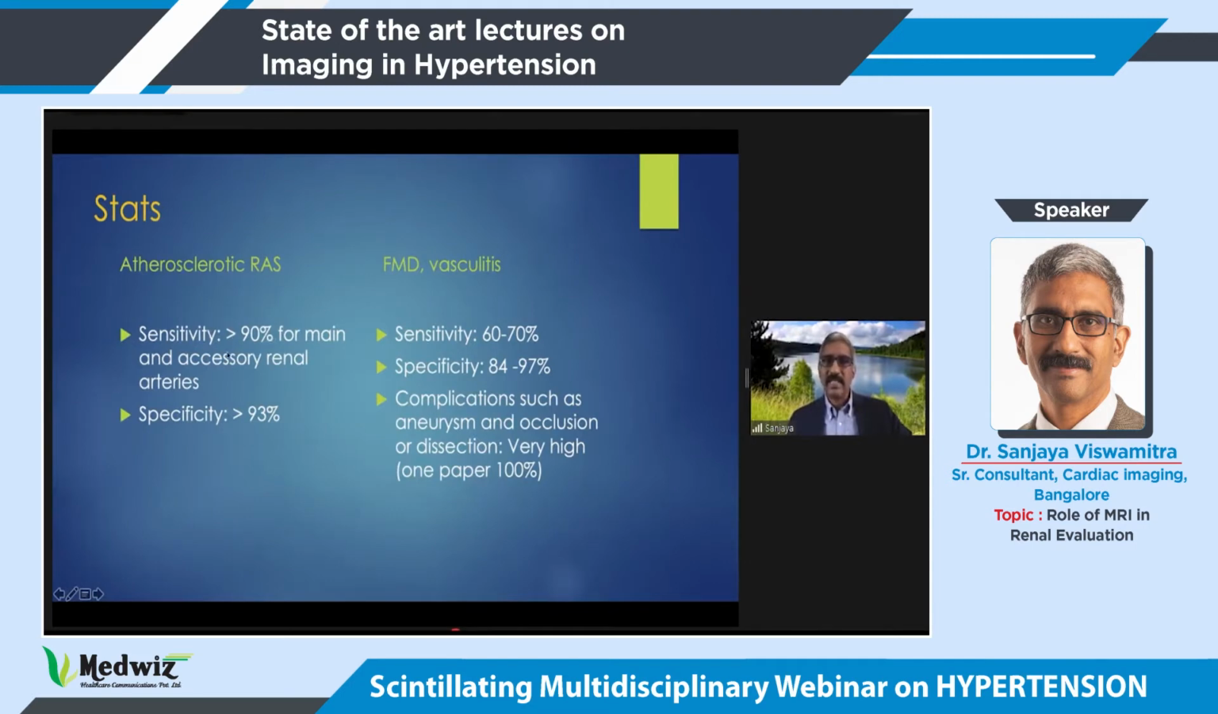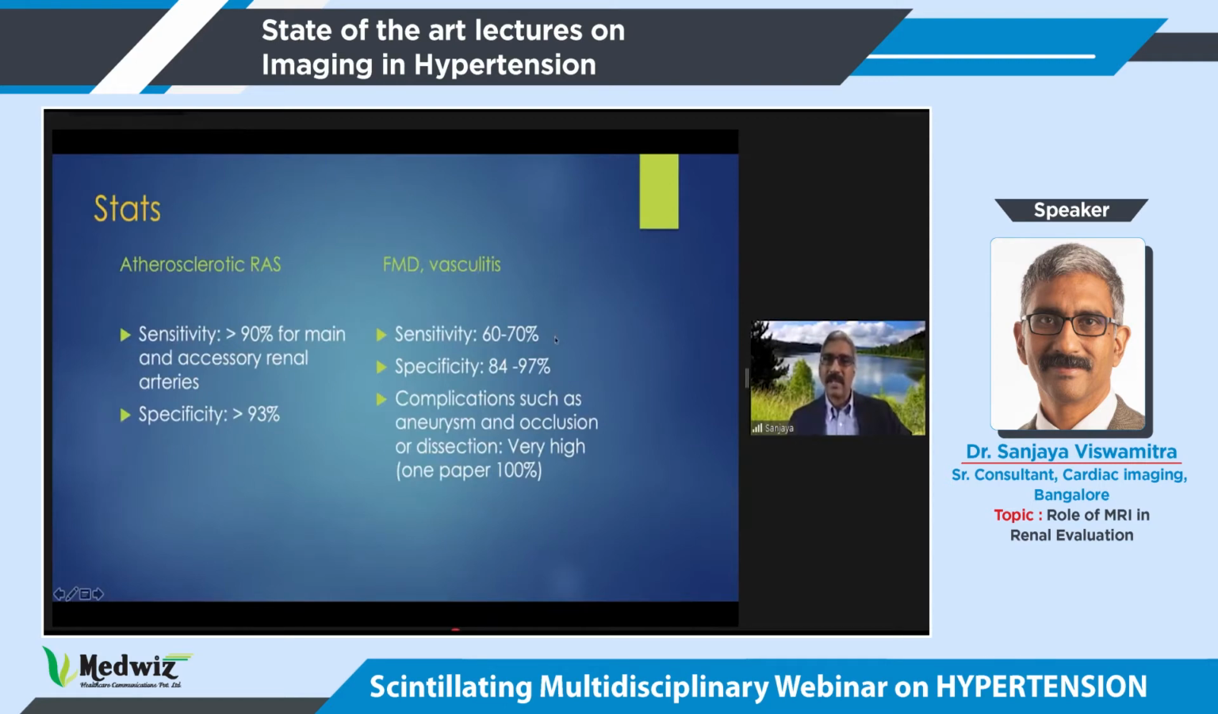So the sensitivity and specificity for atherosclerotic disease has been found to be consistently high. Sensitivity is over 90%, not only for the main, but also for accessory renal arteries. Specificity, when you see an area of stenosis and when you try to discuss it as 50% or more, or even sometimes closer to 70%, is very high.